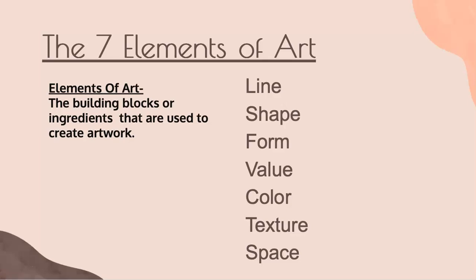Last week we were introduced to the 7 elements of art, and those are the building blocks or the ingredients that we use to create artwork. Those elements are line, shape, form, value, color, texture, and space.